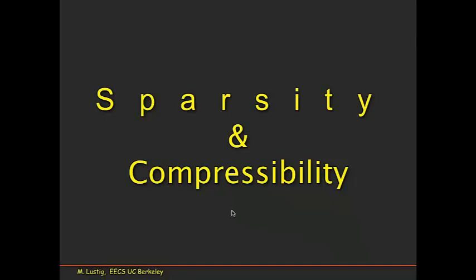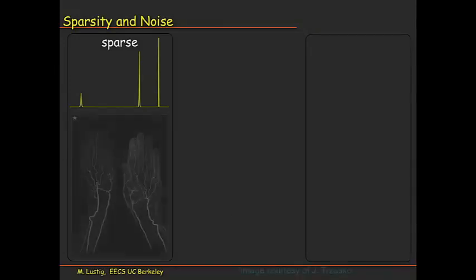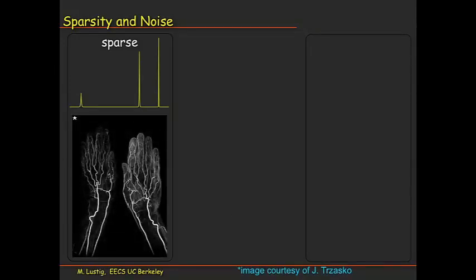So let's talk about what sparsity and compressibility are. Okay, sparsity and noise. What is a sparse signal? I would say, if you agree with me, that this is a sparse signal, right? This looks more like an NMR spectrum. And I would say this angiogram is a sparse 2D image, because most of the coefficients are black and some of them are white.